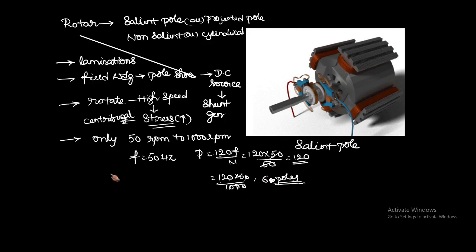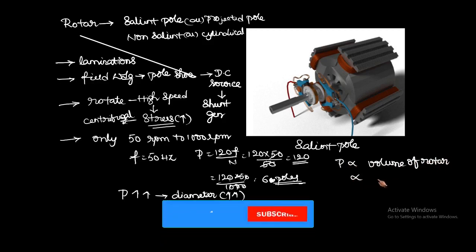Whenever the number of poles is increasing, you see this point, what will happen? The diameter will increase. As the diameter increases, the power is directly proportional to the volume of the rotor. Whatever power output you are getting depends upon the volume of the rotor. Volume of the rotor is proportional to axial length into the area of the rotor.